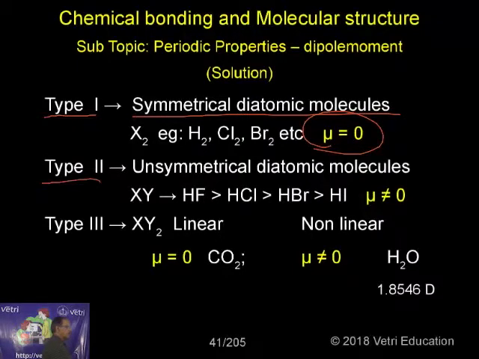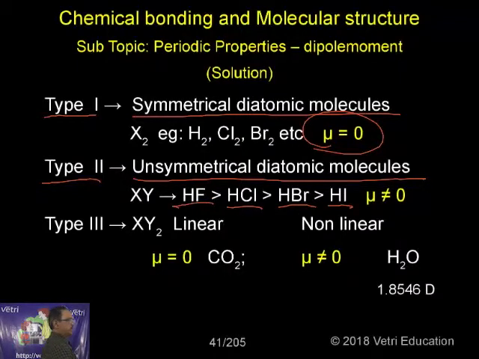Type 2, unsymmetrical diatomic molecules: HF, HCl, HBr, HI. It is not equal to 0 because there is a product of charges and an interatomic distance, so there is a value. The dipole moment is greater than 0, so it is not equal to 0.